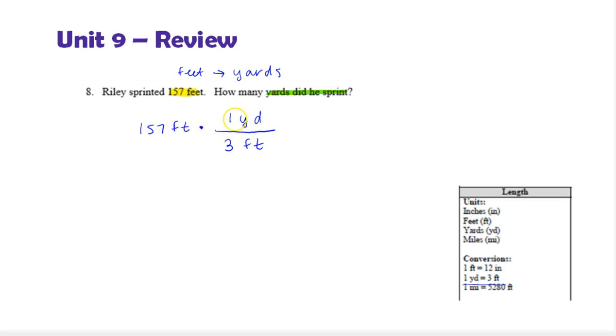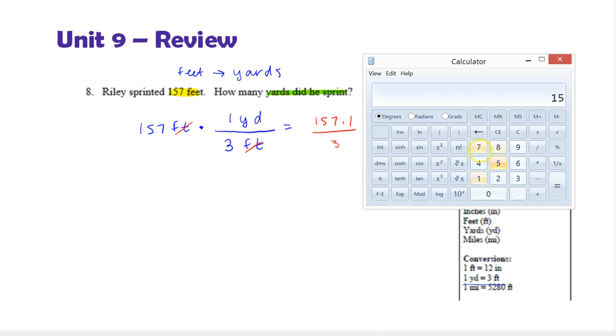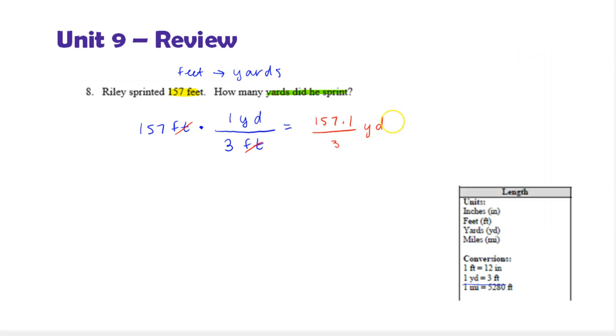It seems weird because you have 1/3, but since a yard equals 3 feet, what we're really doing is multiplying this by 1 and not changing the quantity of the 157 feet. We're just changing the units to yards. So notice the feet cancel, and we will have 157 times 1 over 3 yards. And we'll put that in the calculator, 157 times 1 divided by 3. And we'll round this to the nearest hundredth, so 52.33 yards.